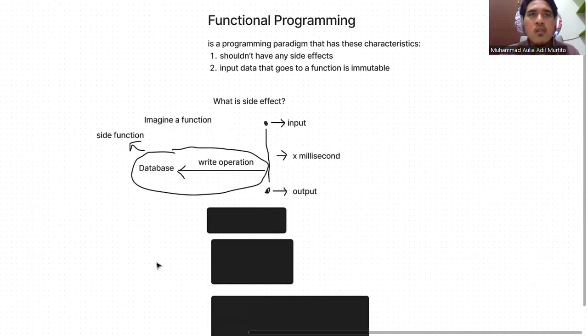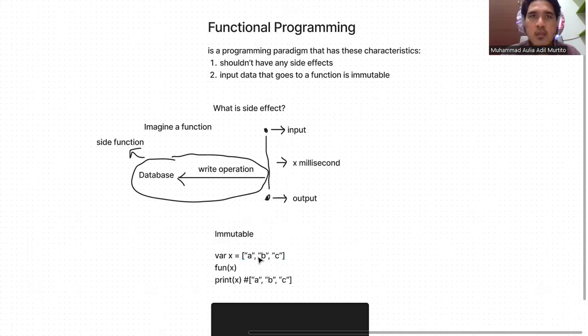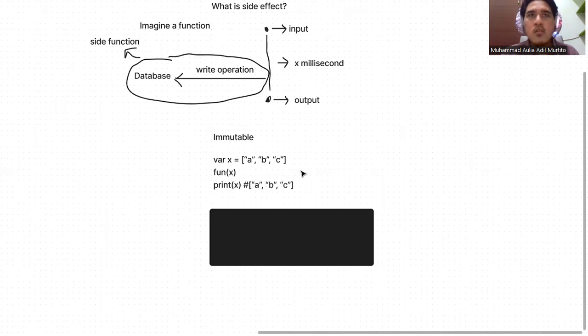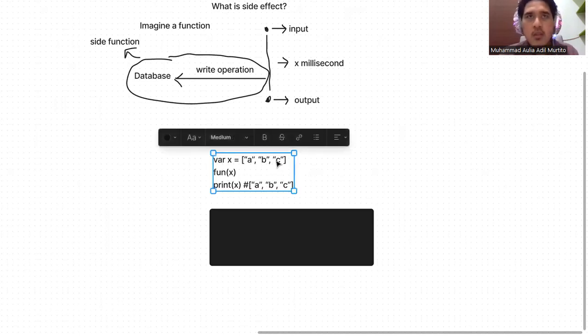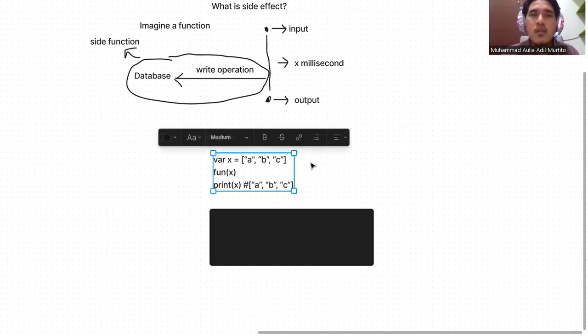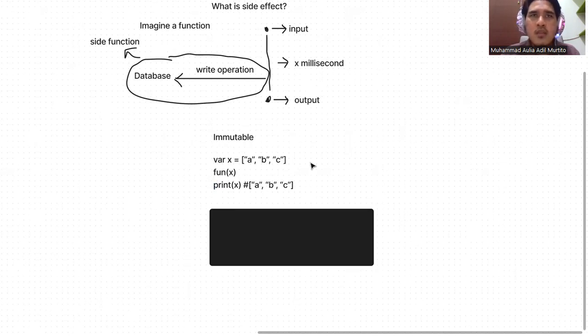Now, how about immutable? As for immutable, it means that a variable that goes to a function shouldn't be changed. The value of the variable after it goes to a function shouldn't be changed. Here is an example. If there is a variable x which is a list that contains three strings, which are A, B, C, and then we insert it into a function, and after that we print x.